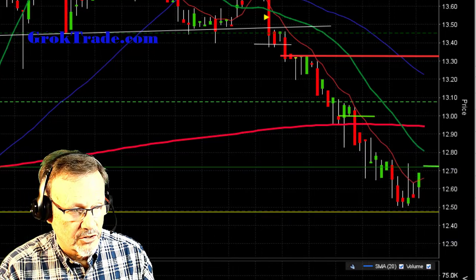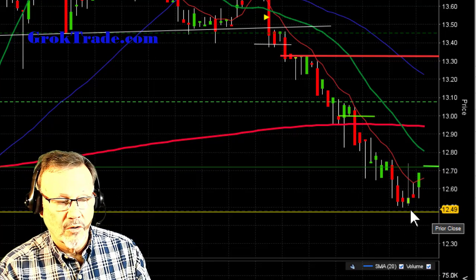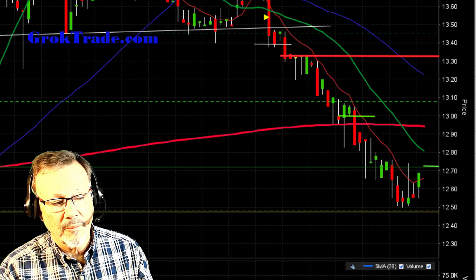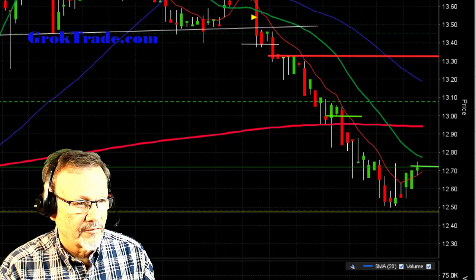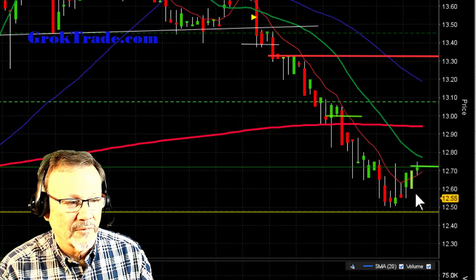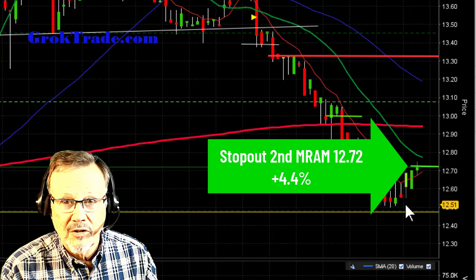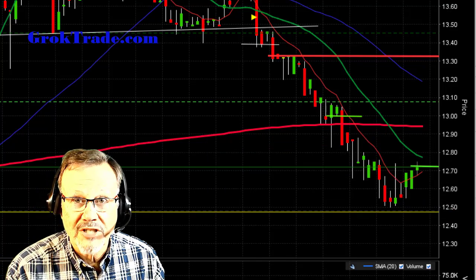And let's see here, is it low basing? Is it going to break below this pivot line and the closing line and the 1250? Is it going to roll up and come right back down here for my second half? And nope, look at that. Popped up just enough to get me out, and I got filled at $12.72 for 4.4% on the second half.